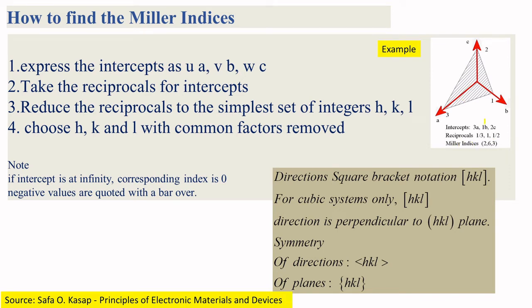Now you understand how to find the indices for the plane. I hope you understood. So the first procedure is to express the intercept with the coefficients of a, b, c. Then you take the reciprocal of the intercept. Then you reduce the reciprocal to the simplest set of integers hkl. Before that, you multiply with the least common factor value. Finally, that is represented by hkl.